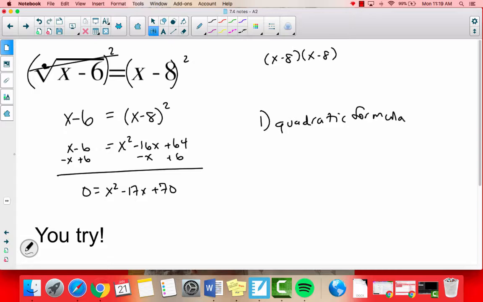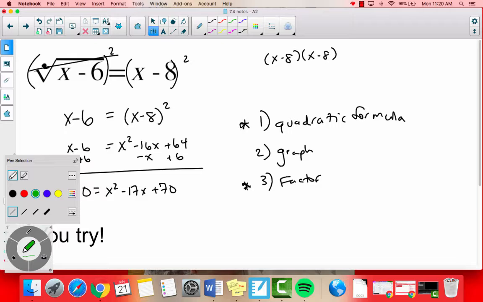Graphing's not the most efficient, but it is possible. So you could graph and see where it hits the x-axis, or you could factor. Those are the 3 main ones that I would suggest. The 2 main ones that are probably going to be the best in this particular section would be quadratic formula or factoring. And in this one, it actually is factorable, so we're going to go ahead and factor it out.